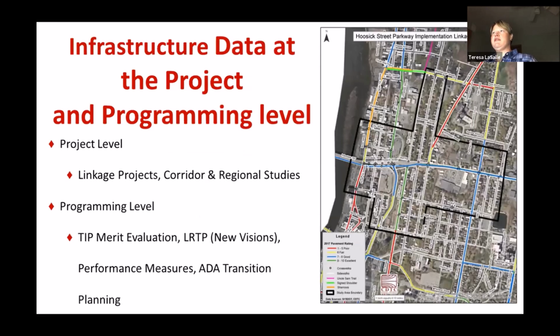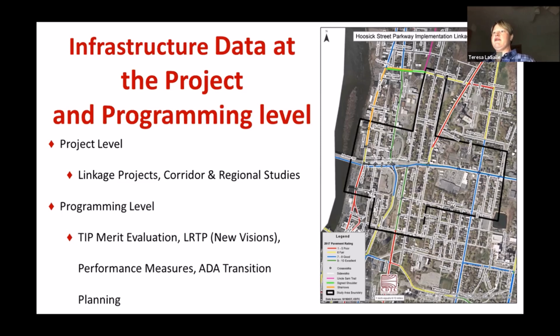So at the project level, we use data for linkage projects, corridor, and regional studies. The map on the right is an example of a current linkage study, and we were able to provide map and data for many different infrastructure inventories. Shown here are pavement ratings, crosswalks, sidewalks, trails, as well as bicycle infrastructure.